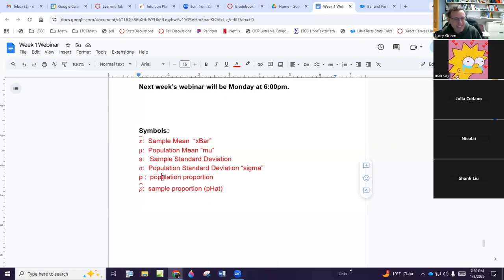So now we use P for the population proportion. It's the only time you don't use a Greek letter for a population parameter. And for the sample proportion, when you're talking about a statistic, we're going to use P with a little hat on top. And that one is also very hard to get on a computer. So P-H-A-T, P hat. Got it? So that's what we're going to be using in our class. And these are standard, by the way. This isn't just us. Any questions on the symbols?